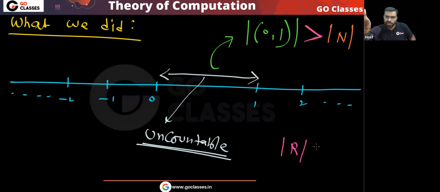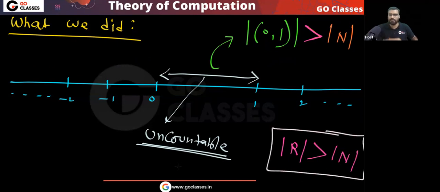So I can say the size of the set of real numbers is strictly greater than the size of natural numbers. Is this clear? Please tell me. So the set of real numbers is uncountable. This set of real numbers is not countable.